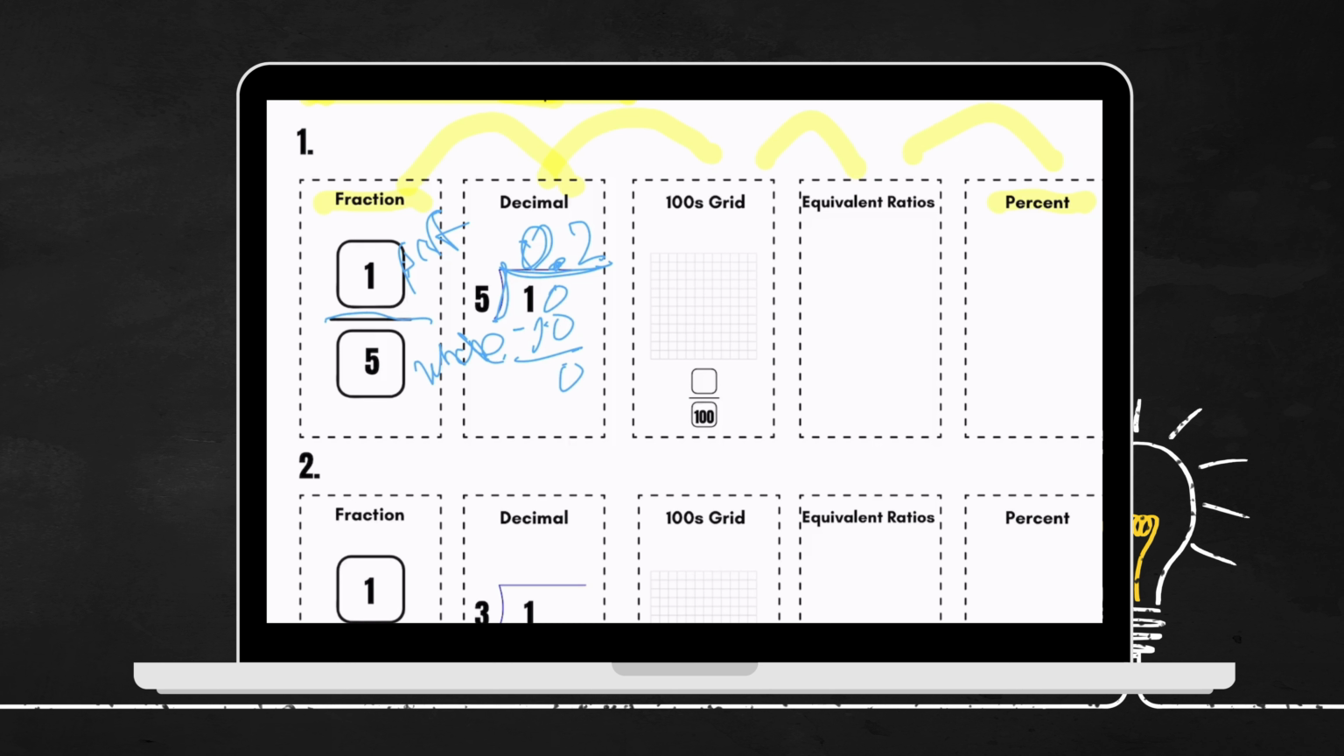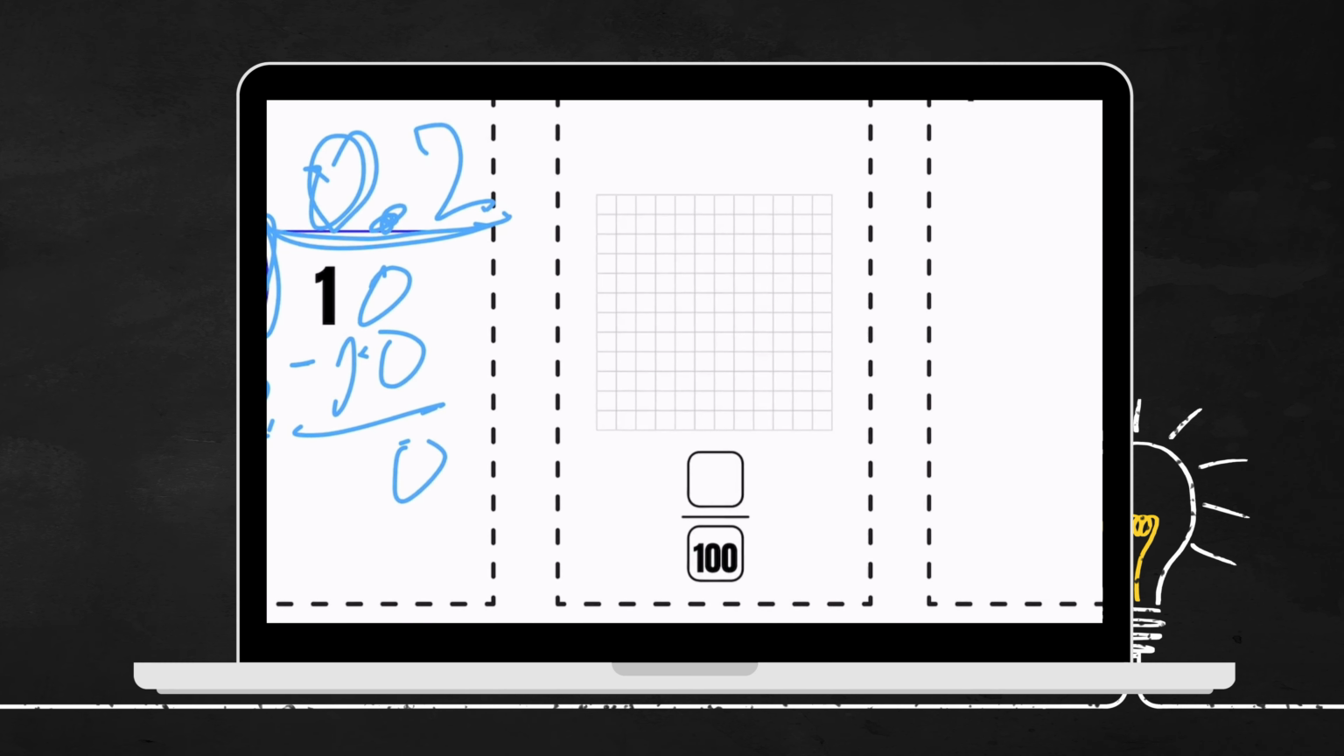So as a decimal, the way we say this decimal is 2/10, which is also how I could draw it in my hundreds grid. You can see that there are 100 tiny squares here, not cubes, and each row, or this would be column, I guess, has 10, right?